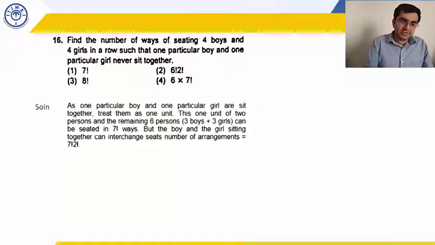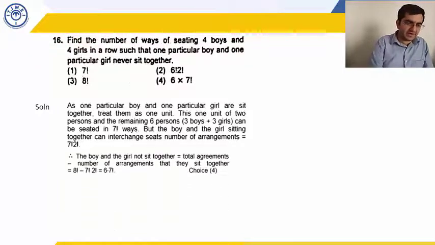But I want them to never sit together. So it will be 8 factorial minus 7 factorial 2 factorial. Okay, so it's a very basic simplification. You can write this as 7 factorial into 8 minus 7 factorial into 2. That you take 7 factorial common and you get 8 minus 2 equal to 6. So the answer is 6 into 7 factorial. That is option number 4.